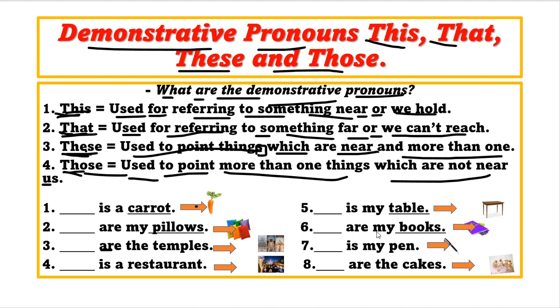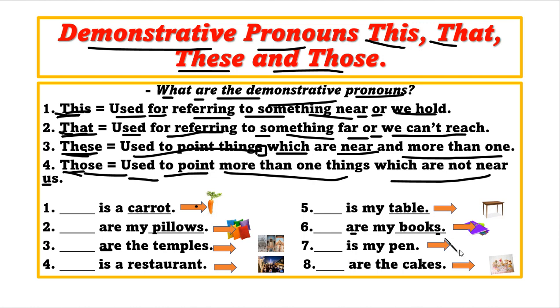Number 6: blank are my books. Books, it's a lot: 1, 2, 3, 4, 5, 6, 7, 8, maybe 10 books. What do you think? Books has an S because it's plural, and we use are if the subject is plural. And it's near. So number 3, these. Very good.